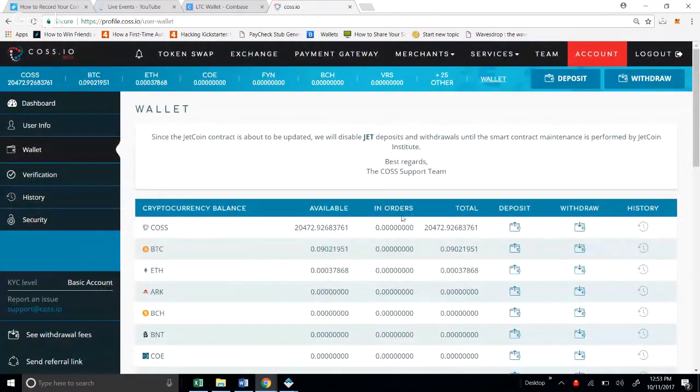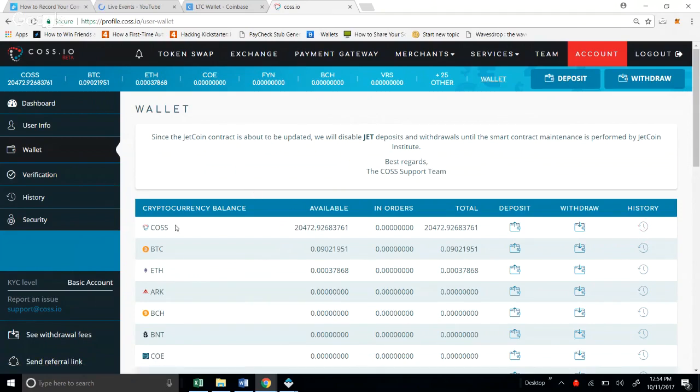There's nothing in orders. What this is for is if you're buying something using Ethereum, you don't technically have it available. If you're saying, all right, I want to buy a bunch of COSS if it hits this price, and you put in an order, it shows that this money would be reserved until you cancel that order, because if it gets down to there, this money would be used. This is how many COSS coins I have, a little over 20,000 right now. You can see your history of when you bought them and how much you bought them at. And that's really all you need to do.